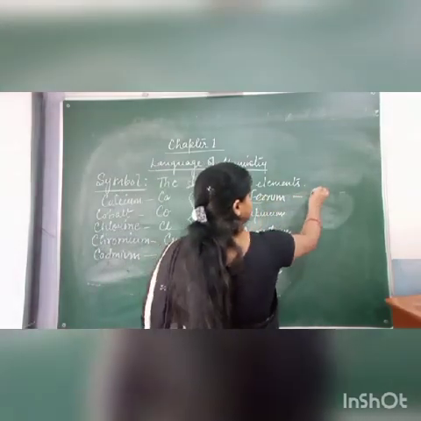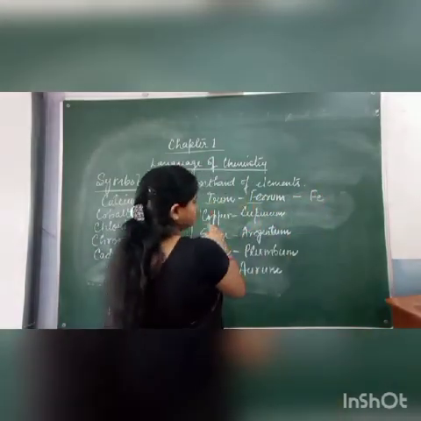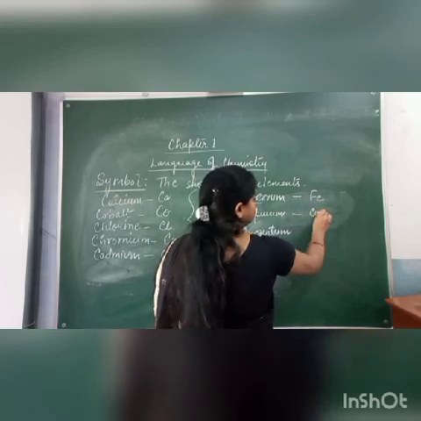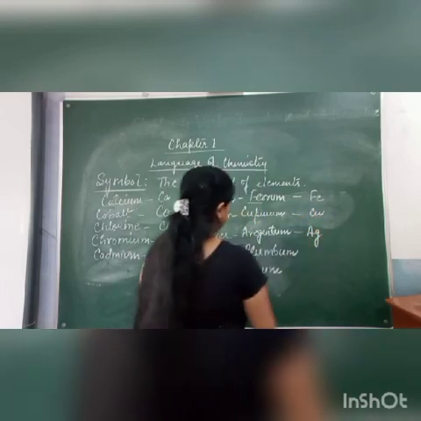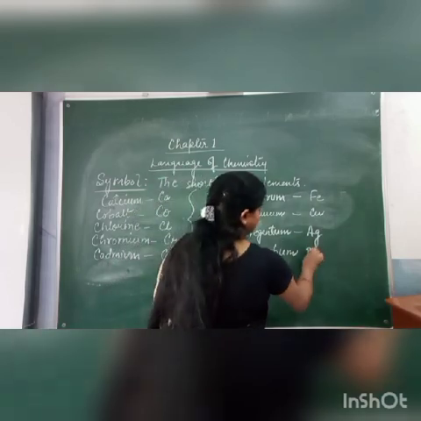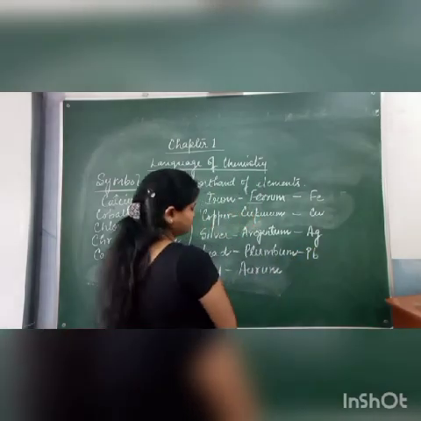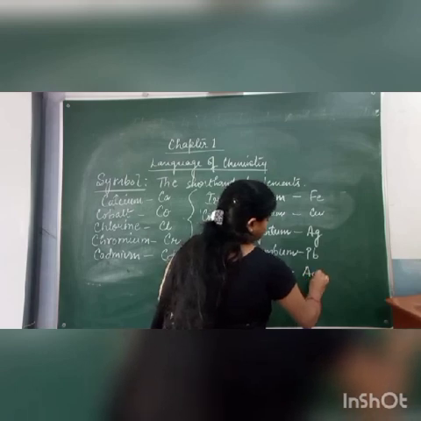Such as the symbol of iron is Fe. The symbol of copper is Cu. The symbol of silver is Ag. The symbol of lead is Pb. The symbol of gold is Au.